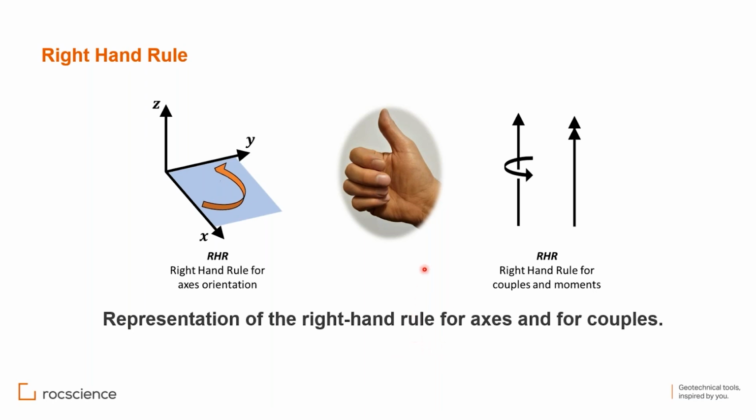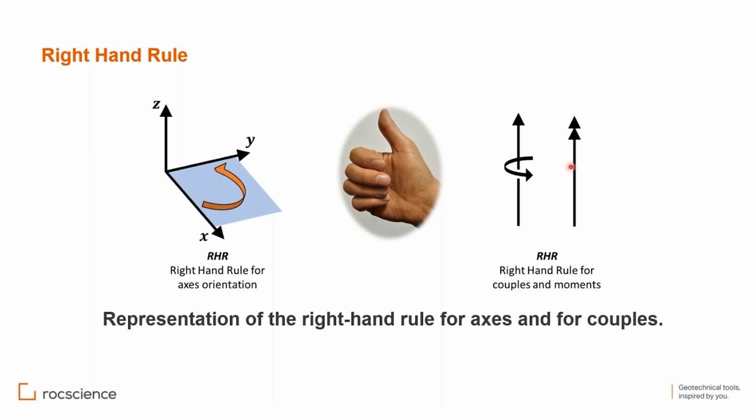So the right-hand rule, you can see this is my hand. The right-hand rule is how your fingers are rotating around the axis. So the thumb is the axis and the rest of the fingers are showing the rotation. That's how we define the positive moments or the positive couples.